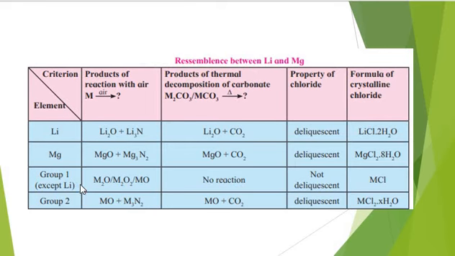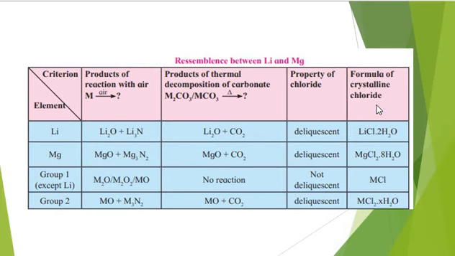Now let's see group 1 elements other than lithium. When they react with air, they give oxide, peroxide or superoxide also. But other group 2 elements give nitride and oxide. If the carbonates of alkali metals other than lithium are taken, they will not decompose. But the carbonates of other alkaline earth metals will decompose to give oxide and carbon dioxide.